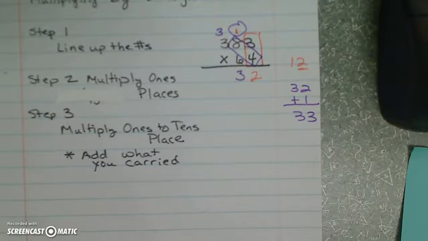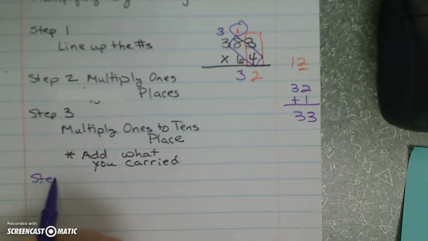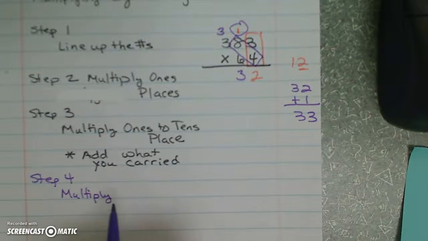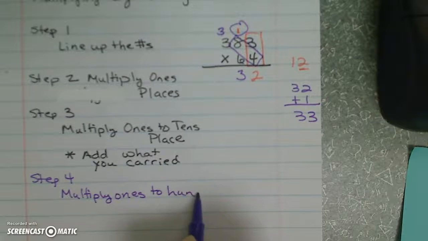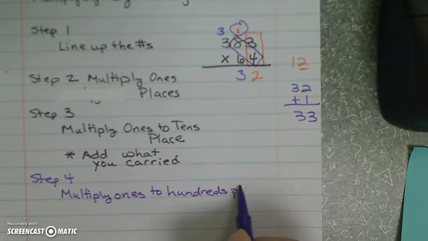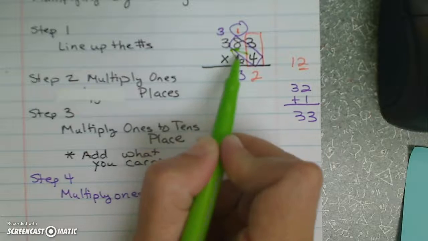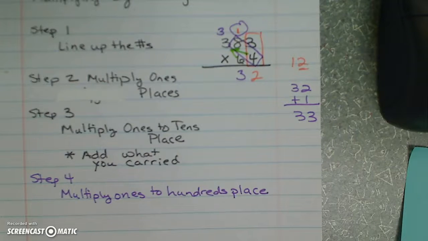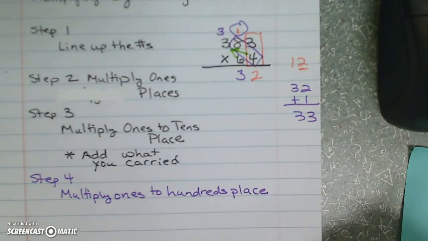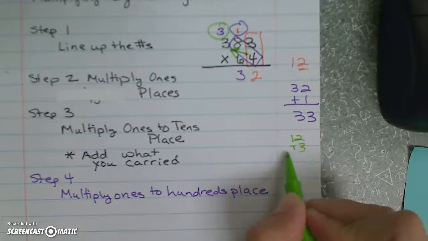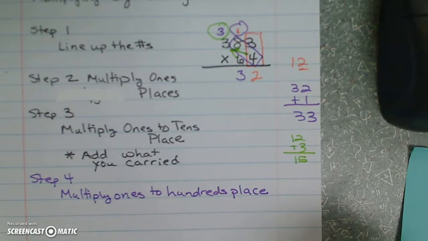Okay, so I'm going to scooch this up. And step 4 would be to multiply the ones to the hundreds place. Okay, I'm going to change to green here. So I'm going to do my 4, I'm going to draw my arrow so it's just not so messy, but the 4 times the 3, which is 12, plus the 3 that I carried, which is 15. Okay.